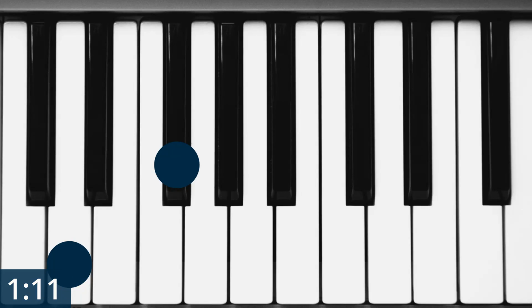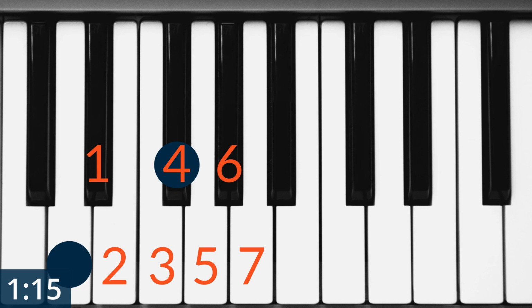Finally, we need to figure out the fifth of our chord. Because it's an augmented chord, we know that our fifth will be an augmented fifth. An augmented fifth is 8 semitones, so we need to count 8 semitones from the root note, in this case a D, in order to figure out what the fifth of our chord is. So we start with D, and then D sharp, E, F, F sharp, G, G sharp, A sharp. So A sharp would be the fifth in our D augmented triad.